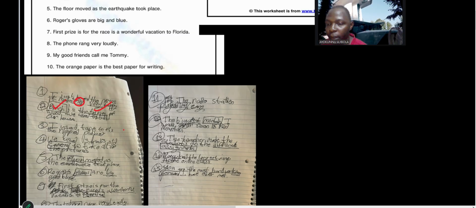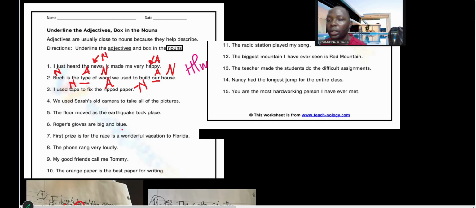Yeah. So you didn't underline anything in this one. In number three, it was a mistake. Okay. I remember thinking about it, but I probably forgot to underline it. Yeah.